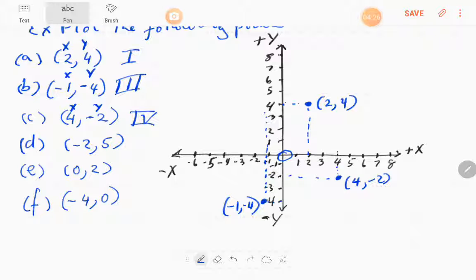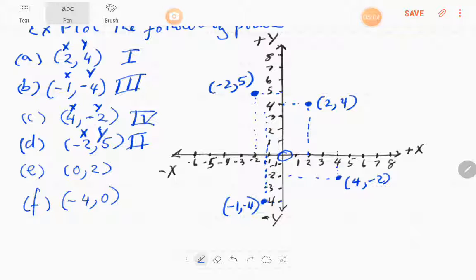And then the next point, -2, 5, the x value is -2, but the y is +5. So we go to the left to get to -2 for the x, and coming up from -2 all the way to 5, right? So where these two would intersect, a horizontal line from 5 and a vertical line from -2, they would intersect here, and that's the point -2, 5. Okay, and this happens to be in the second quadrant.